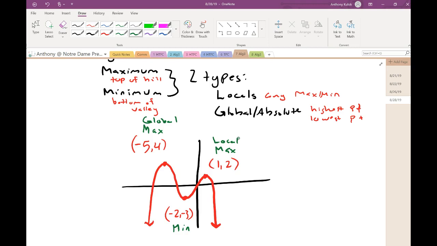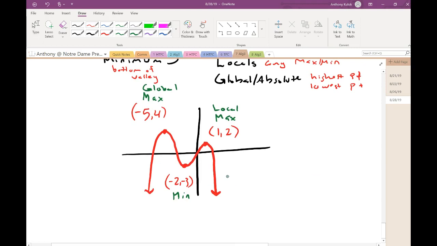So let's look at our minima now. Do we have a global? No. All of these points are lower than negative 2, negative 3, correct? Remember here, I said lowest point, not lowest minima. I started to write that and I corrected myself. So this is just a local because I have those ends going down. Everybody okay with that?